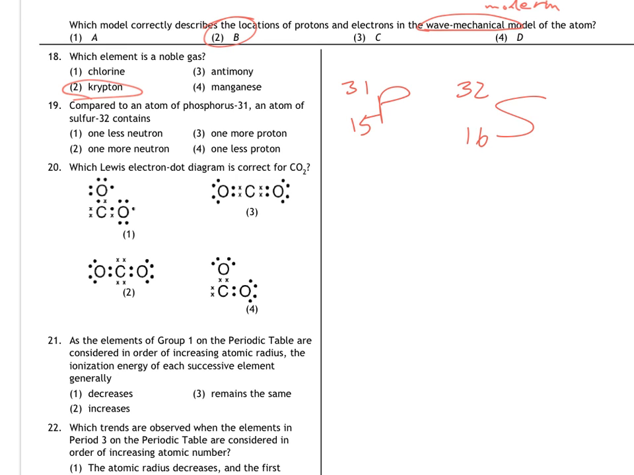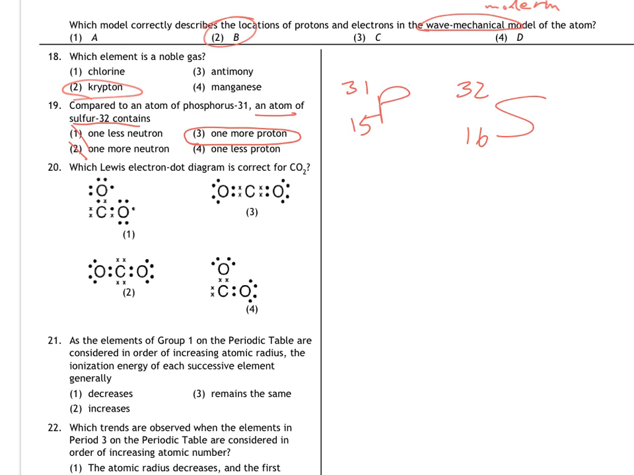So let's try the proton thing first. They said an atom of sulfur 32 contains, I think I just found the answer, 1 more proton. And if I wanted to prove that it's not 1 and not 2, here's how I would do it.